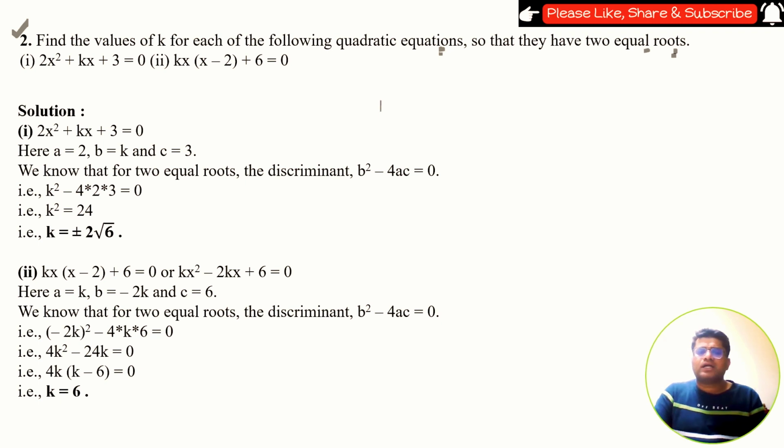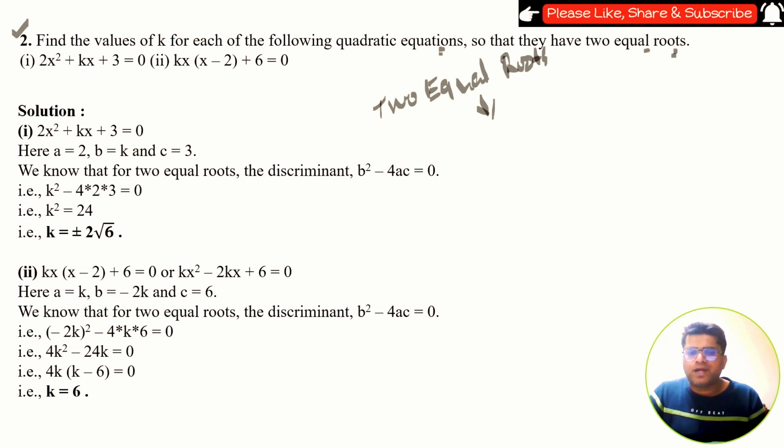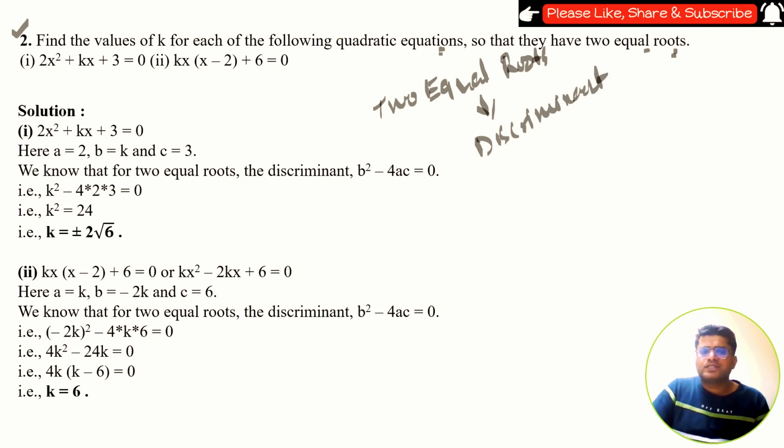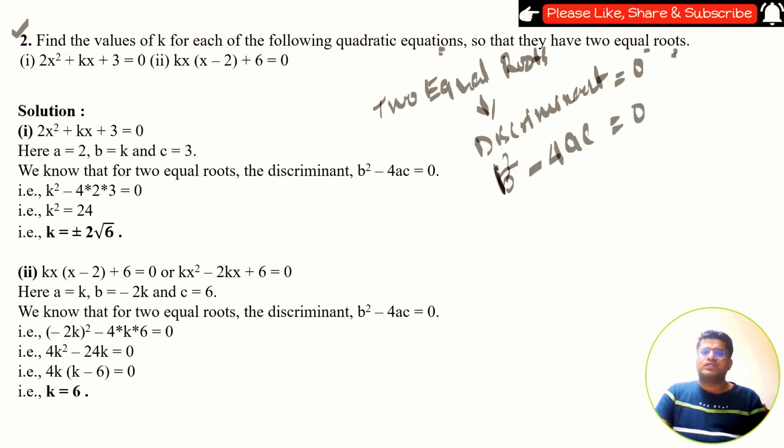What is the condition of two equal roots? Two equal roots occur when the discriminant is equal to 0. It means the value of b square minus 4ac is equal to 0. In this situation, you find the value of k.